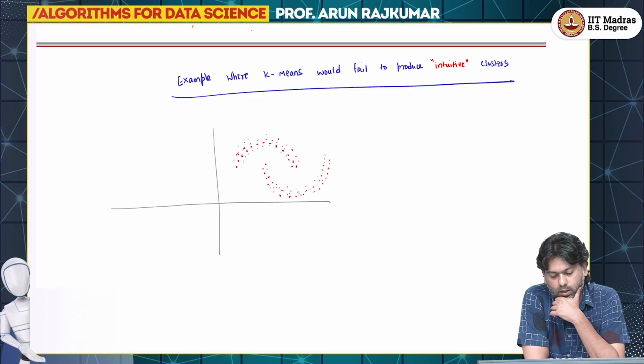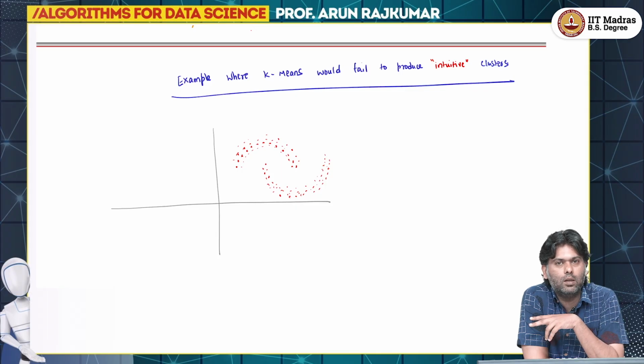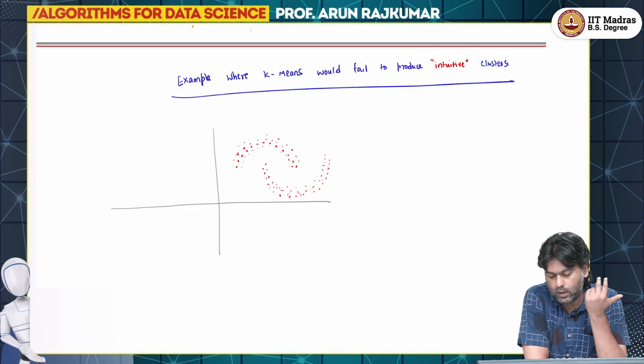So if this is the data set that we have, then one might ask, the first question is, what is an intuitive way to cluster this data set? The second question is, what would the K-means algorithm do? Even before that, the 0th question, so to say, is how many clusters do we think are there in this data set?